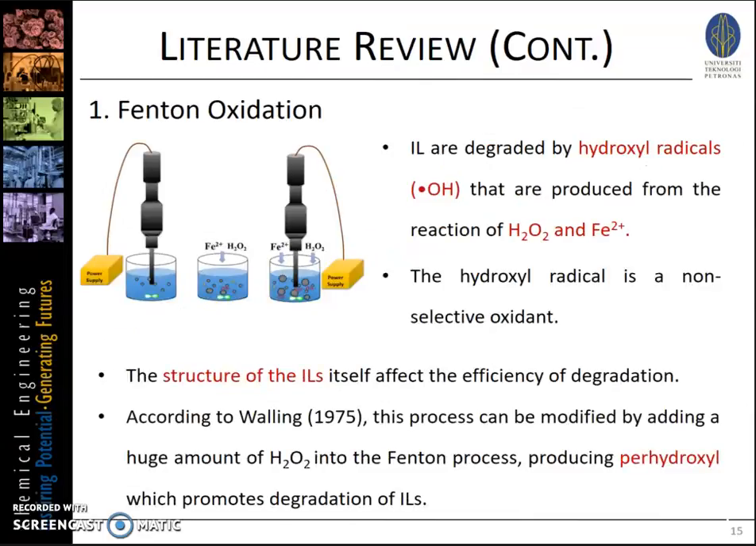Okay, moving on. Fenton oxidation is basically where we degrade ionic liquid by using hydroxyl radicals that are produced from the reaction of hydrogen peroxide and iron. This hydroxyl radical is a non-selective oxidant, which means the structure itself will affect the efficiency of degradation. And according to Walling 1975, this process can be modified by adding a huge amount of hydrogen peroxide into the process, producing much more perhydroxyl, which promotes degradation of ionic liquid.